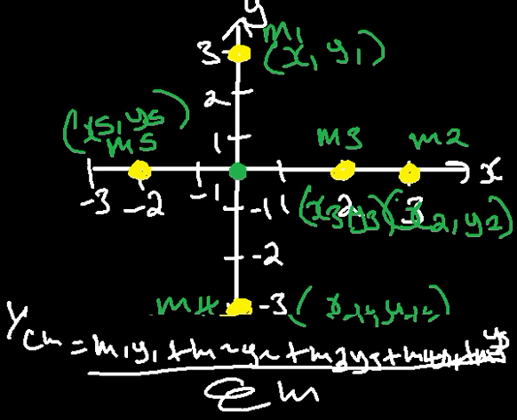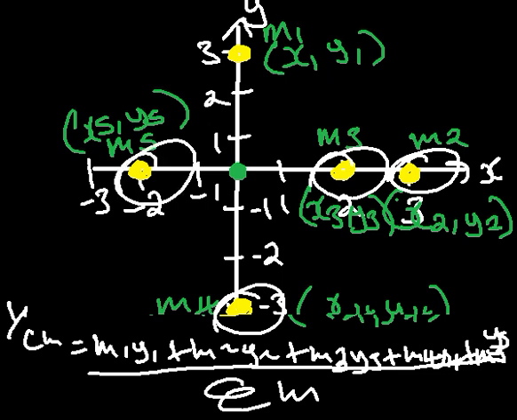So what is y1? y1 is given as 3. And how about y2? y2 is given as L. And y3 is also given as L, and y4 will be given as -3, and y5 is given as L. So keep that in mind.